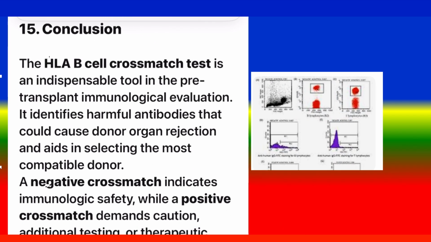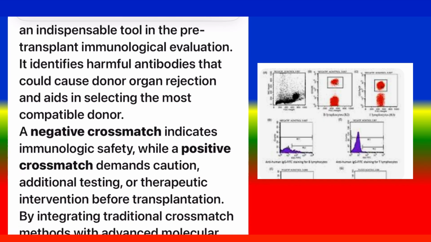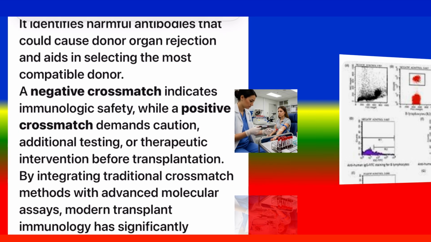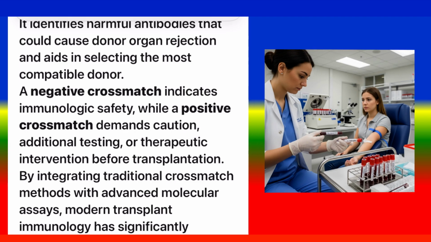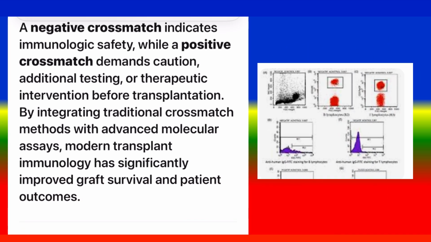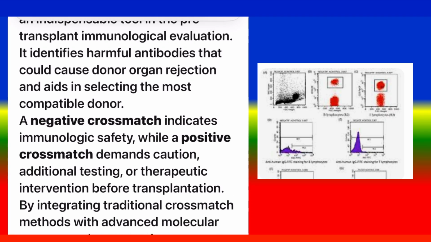Number 15. Conclusion. The HLA B-cell crossmatch test is an indispensable tool in the pre-transplant immunological evaluation. It identifies harmful antibodies that could cause donor organ rejection and aids in selecting the most compatible donor. A negative crossmatch indicates immunologic safety, while a positive crossmatch demands caution, additional testing, or therapeutic intervention before transplantation.